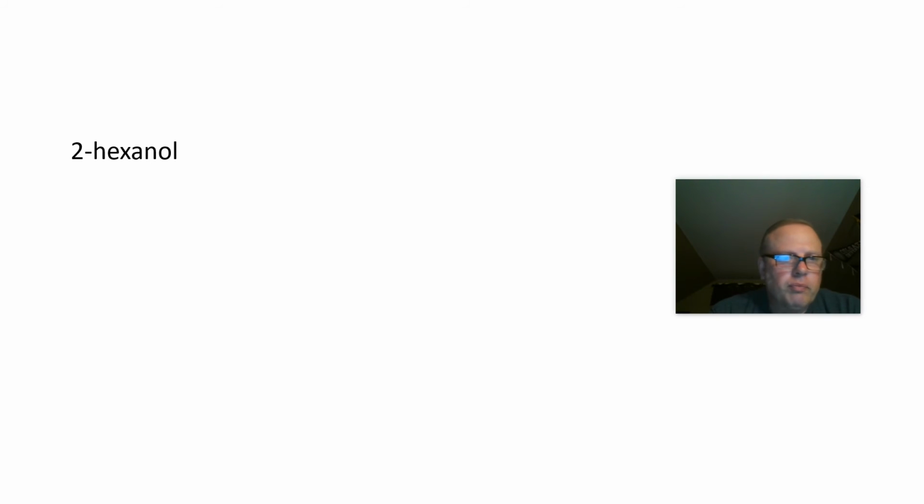Now, 2-hexanol. Given this, what would this look like? Hex, 6 carbons. 1, 2, 3, 4, 5, 6. 6 carbons. Hexanol, 2-hexanol. So I'm going to put the OH on the 2nd carbon like that, and we're going to call it a day. That's all there is to it.